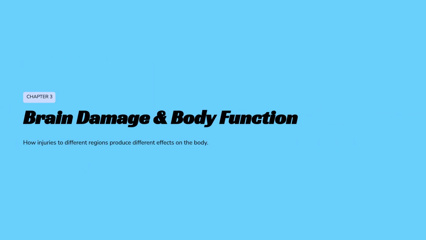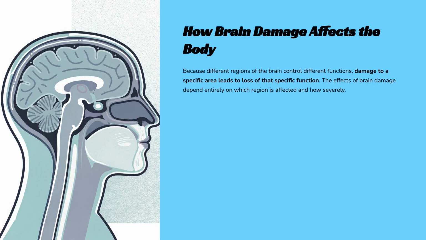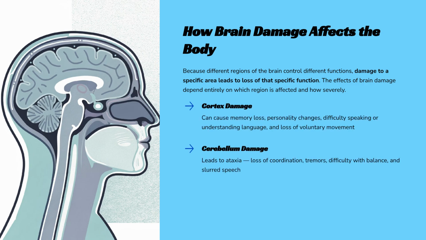We move on to Chapter 3, brain damage and body function. Understanding how damage to different regions affects the body has provided vital clues about brain function. Damage to a specific area of the brain results in the loss of that specific function. Cortex damage can cause memory loss or personality changes. Cerebellum damage leads to ataxia and loss of coordination. Medulla damage can be fatal as it disrupts essential life functions like heart rate and breathing.